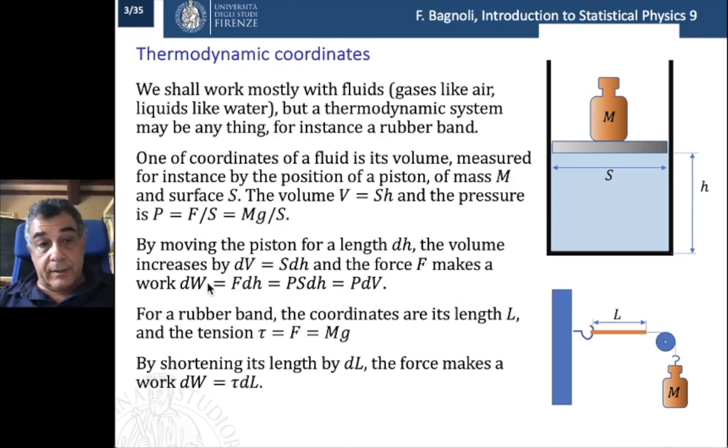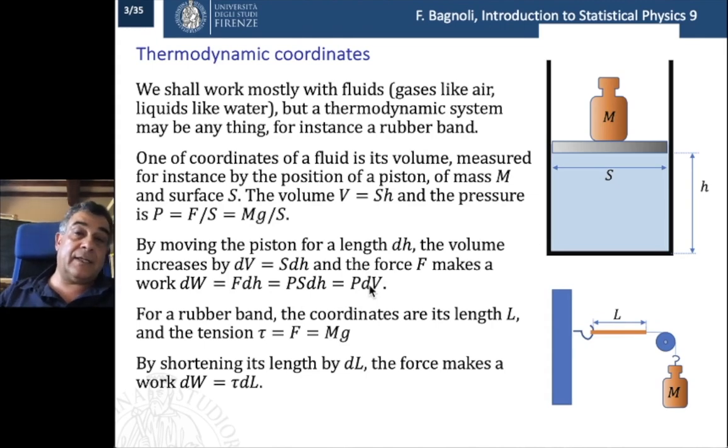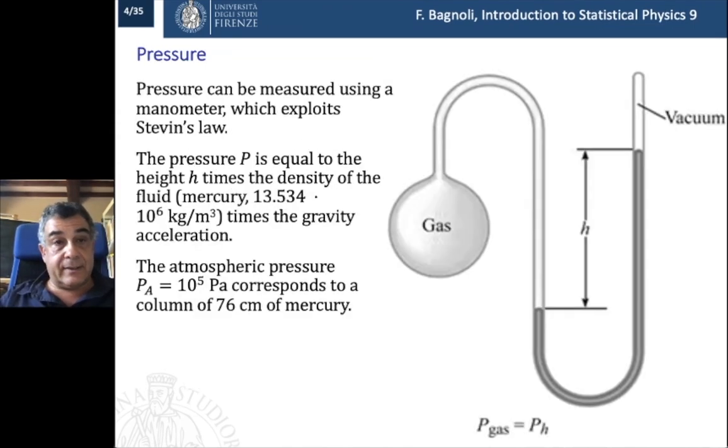And the work is the force times the displacement, so F times dh, but since F can be written as P times S and h as V over S, essentially the work done on this gas or by the gas is P dV. But we can also use another system, for instance, a rubber band. In this case, the coordinates are the length, the tension, for instance, the mass, the density, and so on. And in this case, the work is the tension times the increase of length.